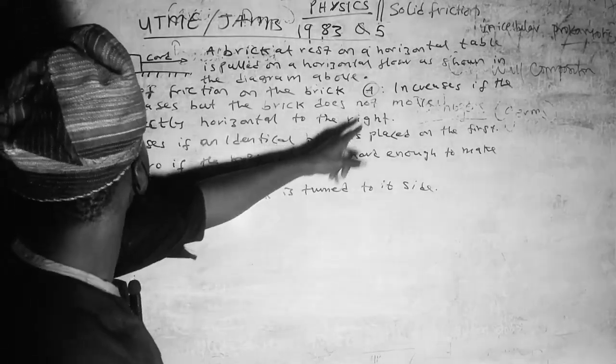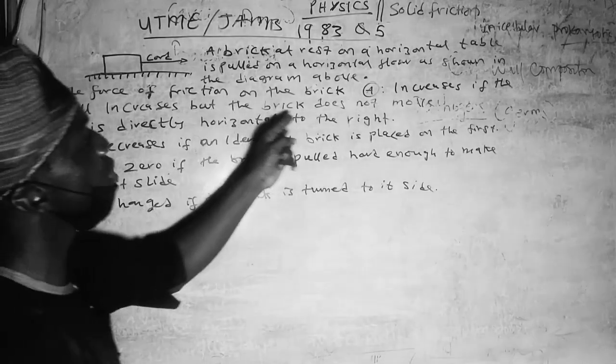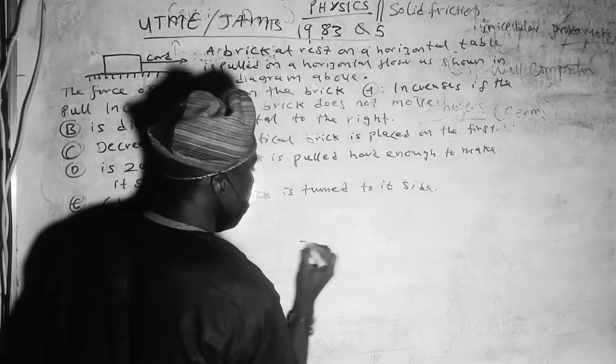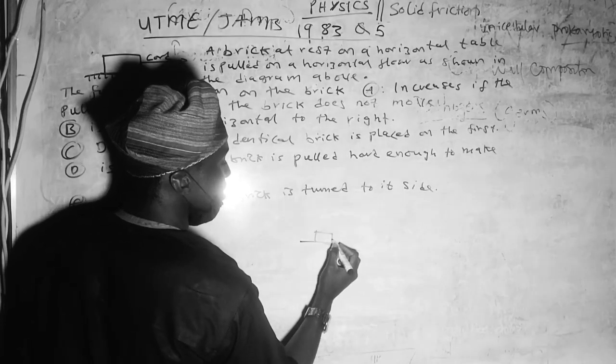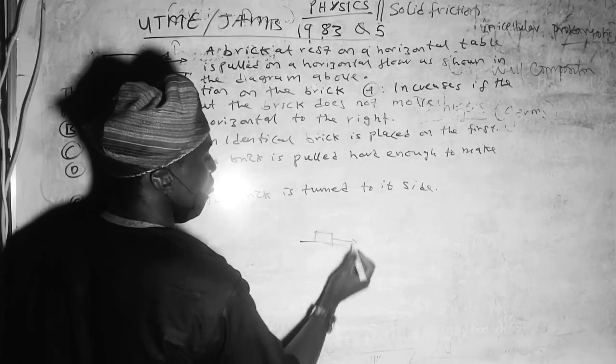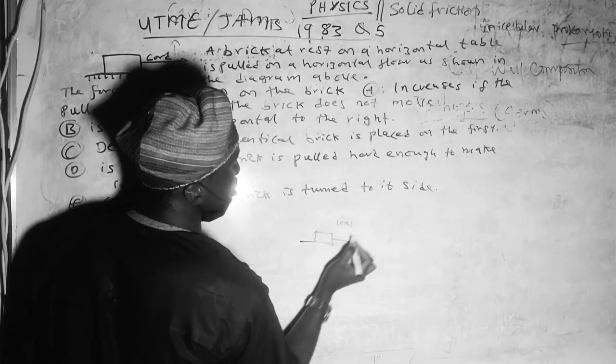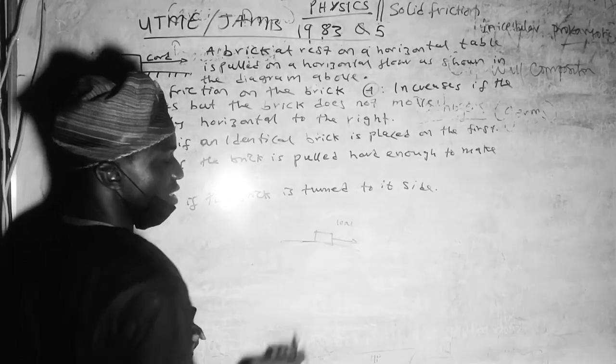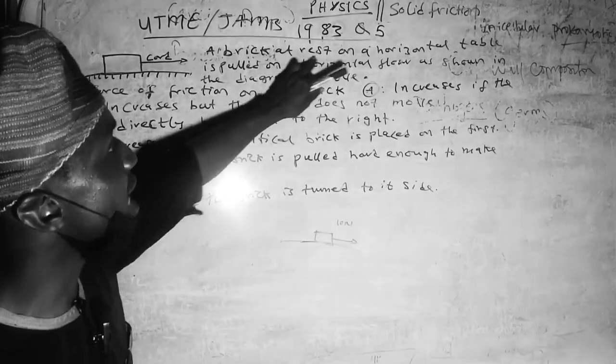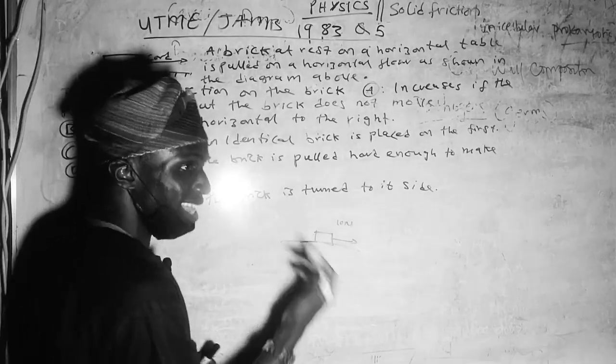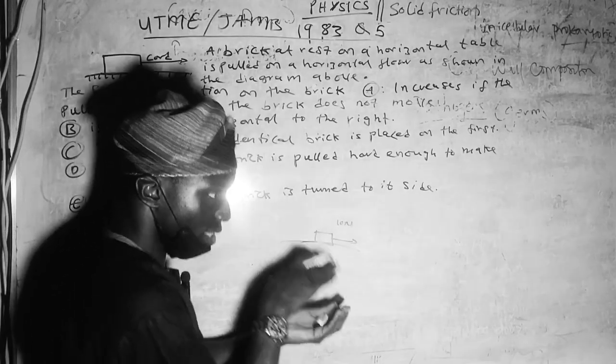So they said it increases if pull increases but the brick does not move. Let's quickly examine this. We are having a brick like this. You are pulling it like this. Maybe we are pulling it with a force of 10 Newton, and it is static. It is not moving, because they said the brick is at rest. For it to be at rest, it is static friction, right?